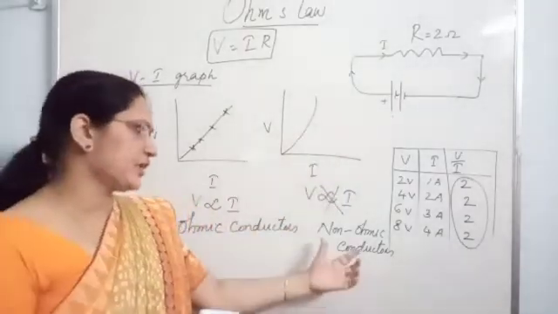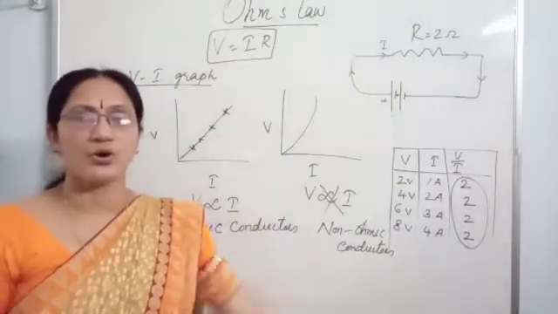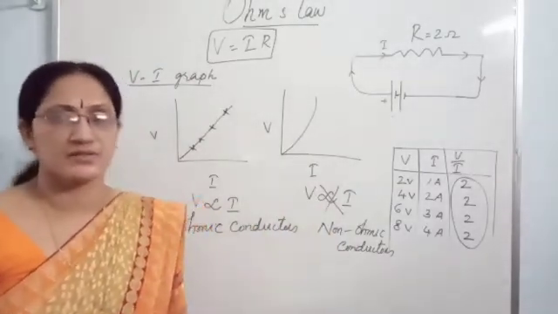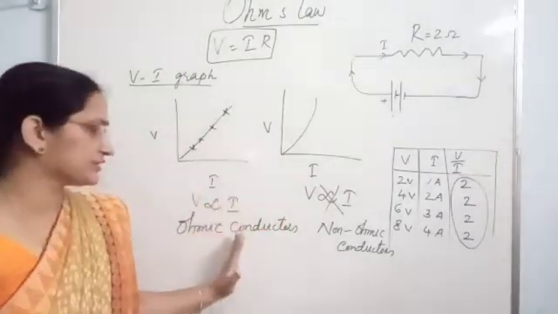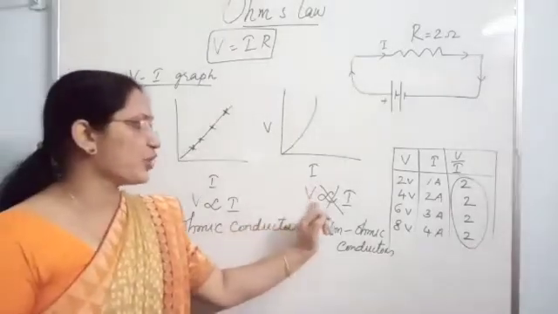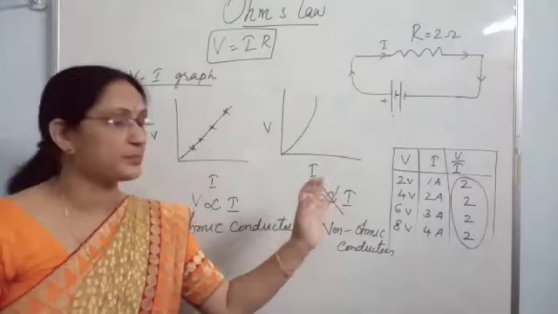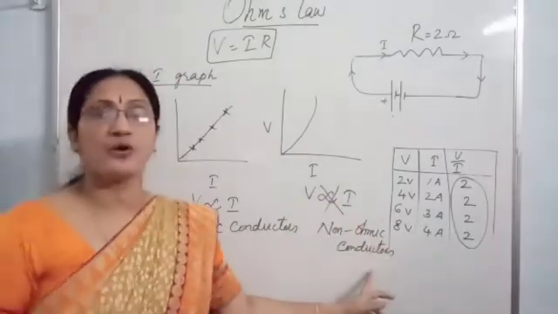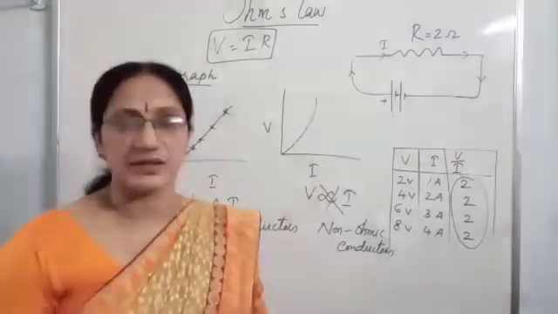So just you have to learn in your syllabus just the meaning of ohmic and non-ohmic conductors and examples. Conductors which obey Ohm's law, they are ohmic conductors. Their VI graph will be a straight line. Conductors which do not obey Ohm's law, that means for them V and I are not directly proportional, they are called non-ohmic conductors. Their VI graph will not be a straight line.